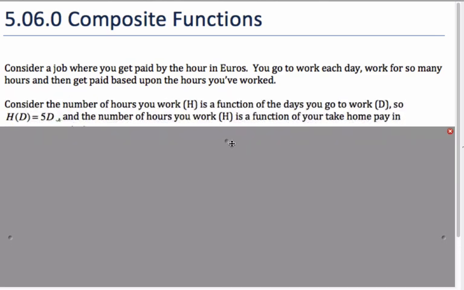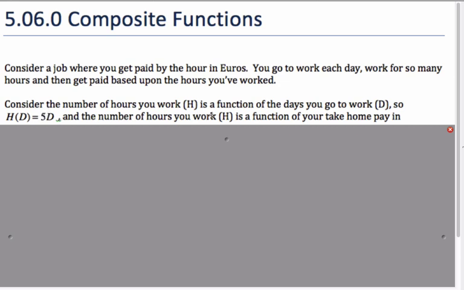So now consider the number of hours you work. H, hours, is a function of the days you go to work. So you go one day, you work so many hours. You go 2 days, you work so many hours. So the number of days controls the number of hours. And I've made up this function that the hours is a function of days. If the days are 1, then I work 5 hours. So I'm working 5-hour days.